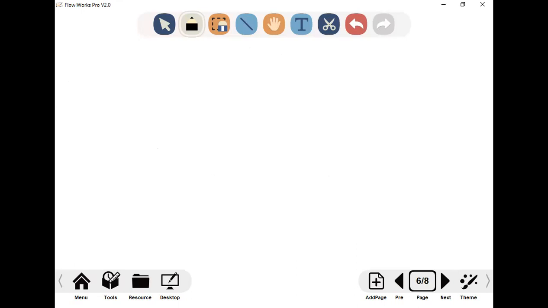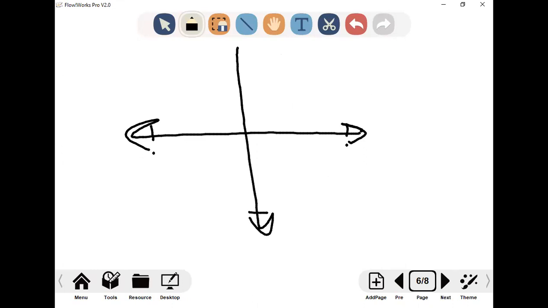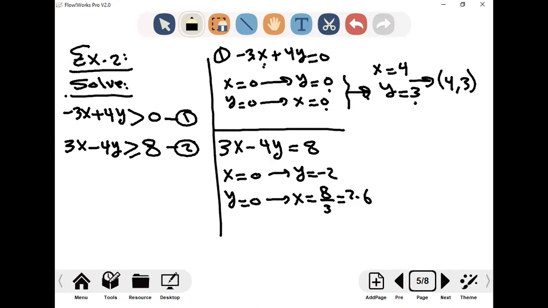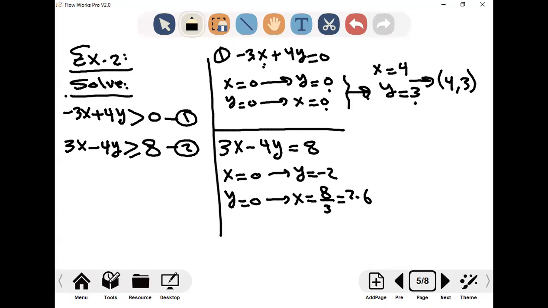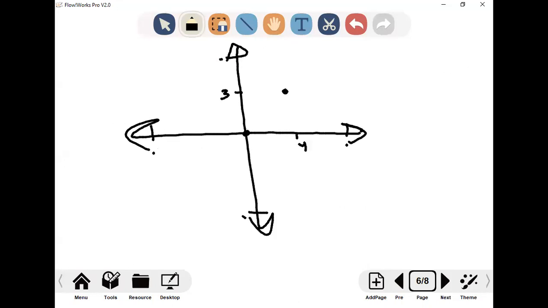Let's graph on the extra board. Okay? Let's start with the first one. The first one, 0, 0, and 4 and 3. Add 0, 0. This is 4. This is 3. 4 and 3 here, right? Do we have an equal sign? No. So my line will be what? Points. Right? So let's see the graph.